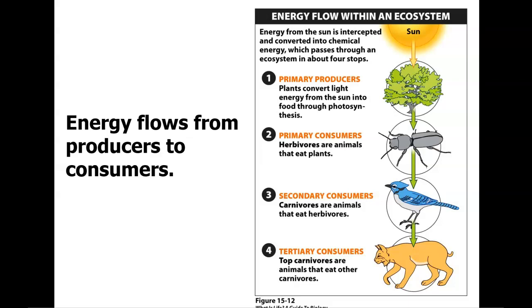That secondary consumer is going to come in. It's going to be a carnivorous animal that's going to eat the herbivore. Then you have your tertiary consumer come in, which is going to be a top carnivore usually, and they're going to eat the other carnivores.